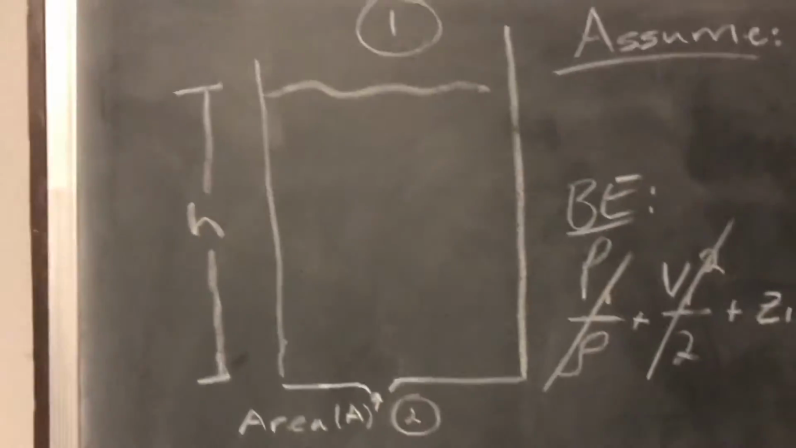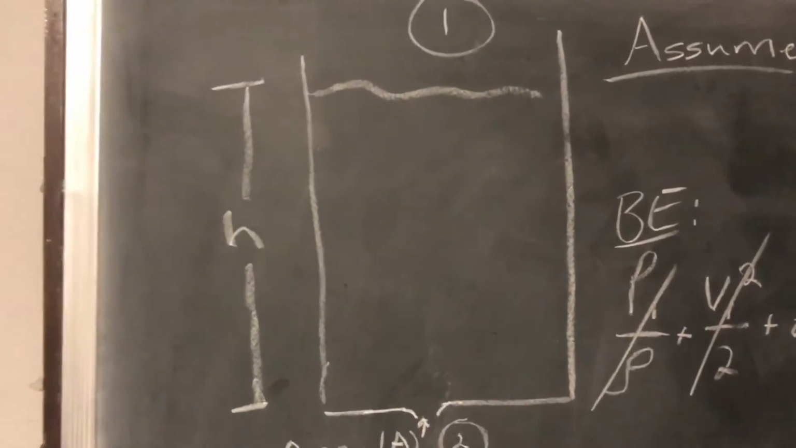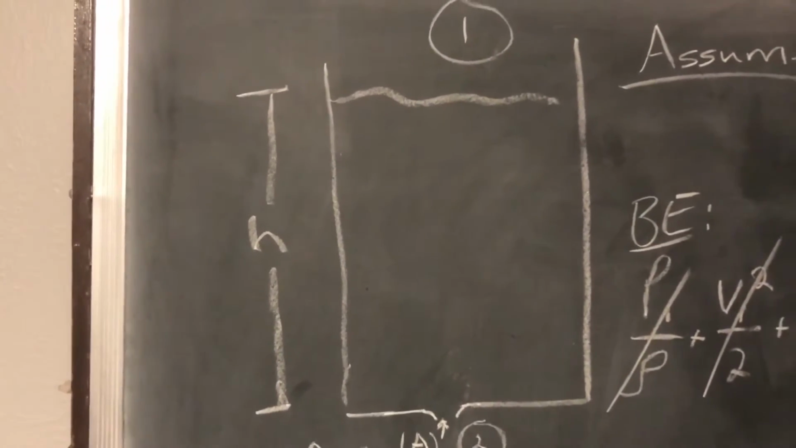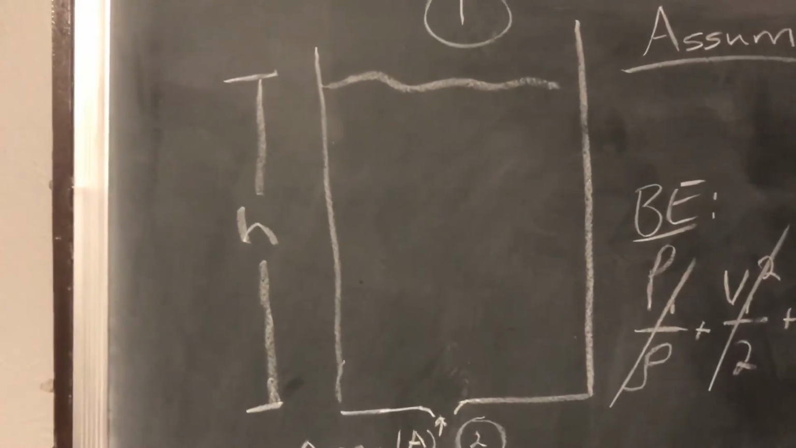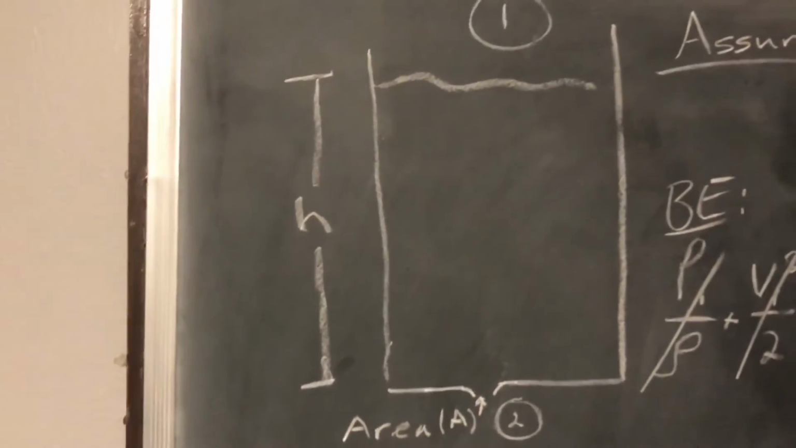Conceptually, this happens because as the water leaves the tank, the height of the fluid obviously decreases. Since the height is decreasing, the pressure that is felt at the bottom of the tank is also decreasing, leading to a lower velocity over time at point 2.